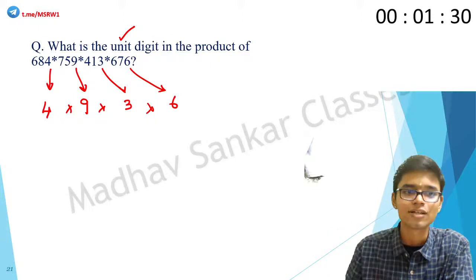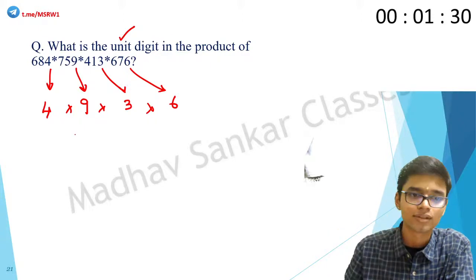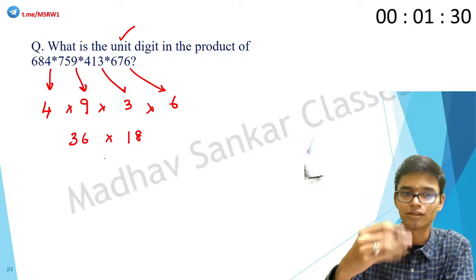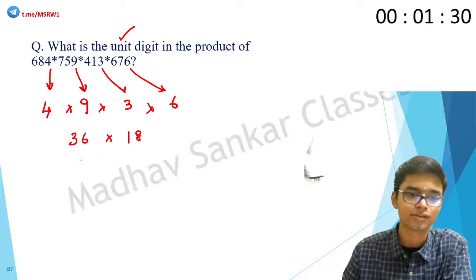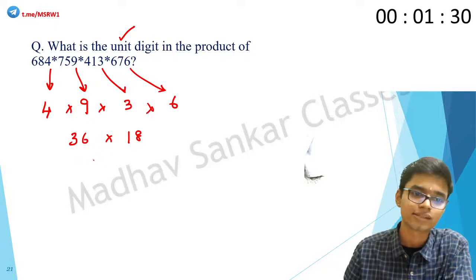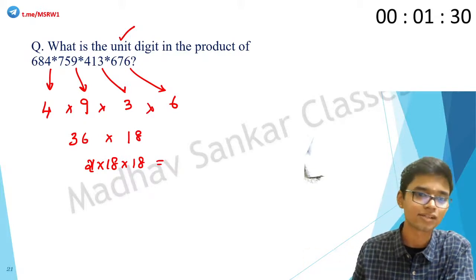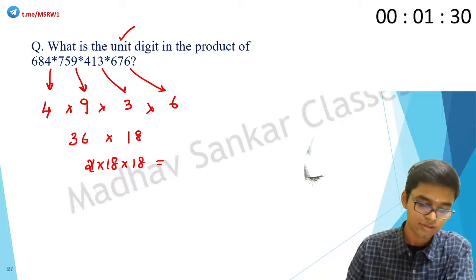Clear? So 4 into 9, 36 into 18. Clear? And do this. So we can again simplify this. We can write it as 2 into 18 into 18. So if you know the square of 18, it would be easier for you. So it is 364 and into 2.